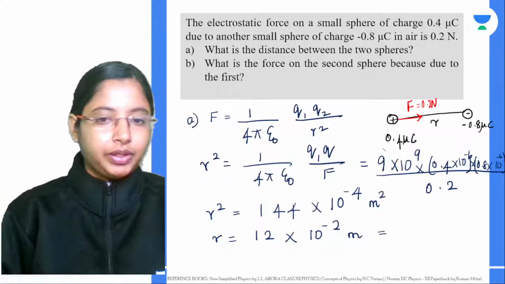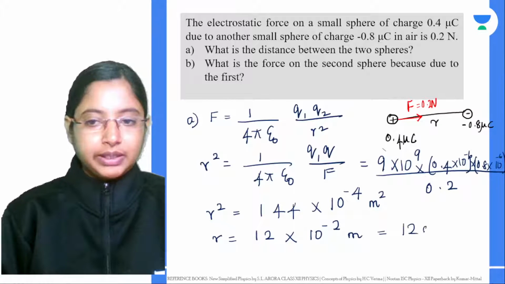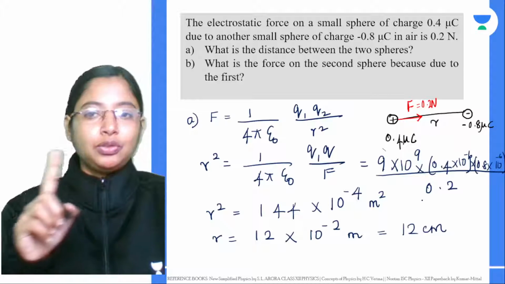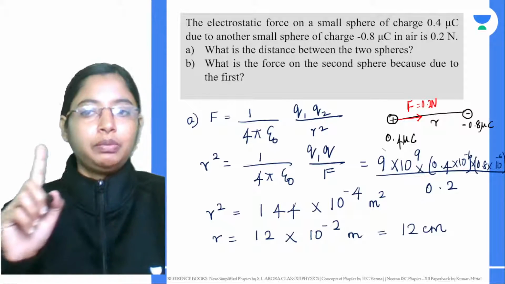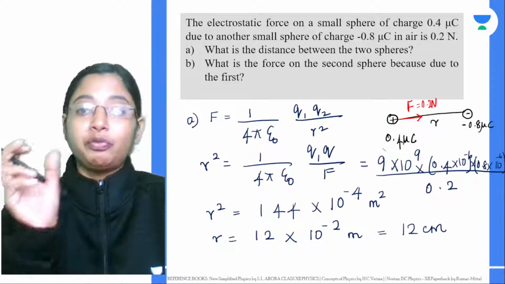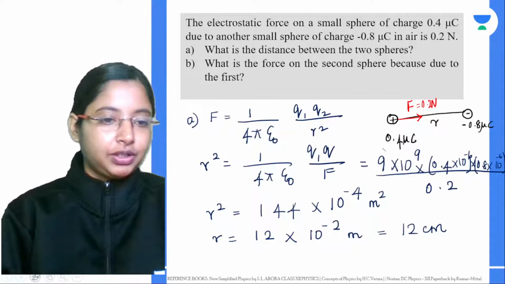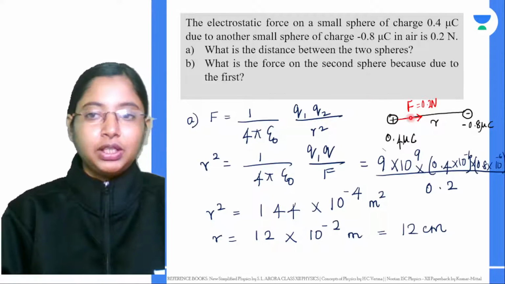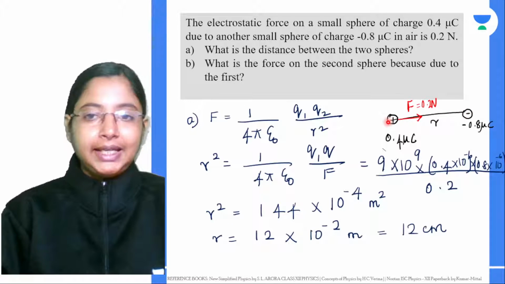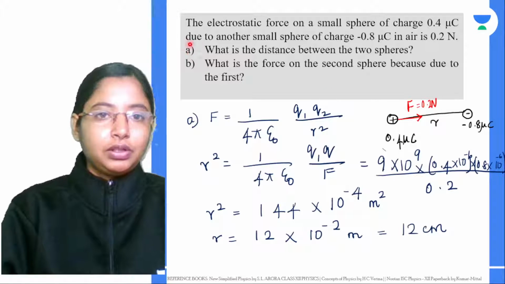If you want to write it in centimeters, it will be 12 centimeters. So these two charges, 0.4 microcoulomb and minus 0.8 microcoulomb, when separated by a distance of 12 centimeters, this particular charge over here, because of the force of attraction from this negative charge, experiences a force of 0.4 Newton in this direction. We have solved question number A.